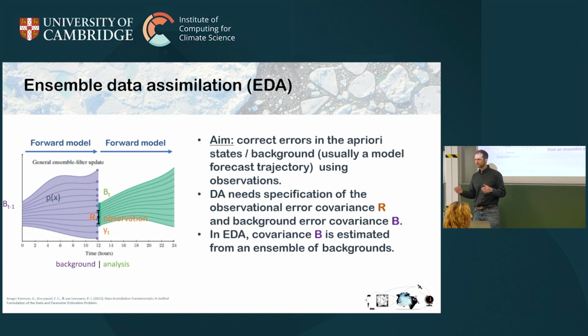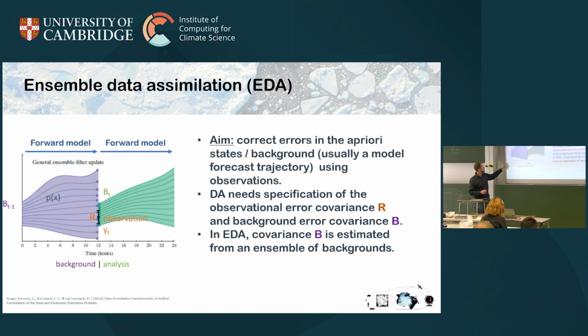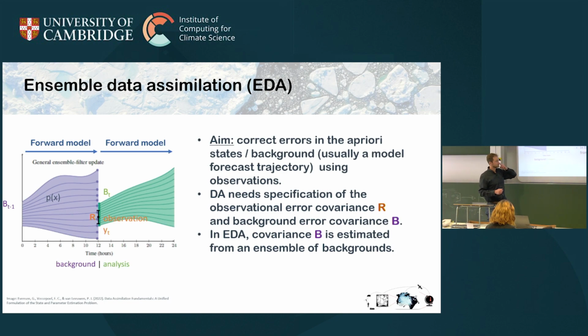And in an ensemble data assimilation system, this probability distribution is approximated by an ensemble of model runs, with the situation just before the combination with the observation, the data assimilation, called the background, and the situation just after the assimilation called the analysis.